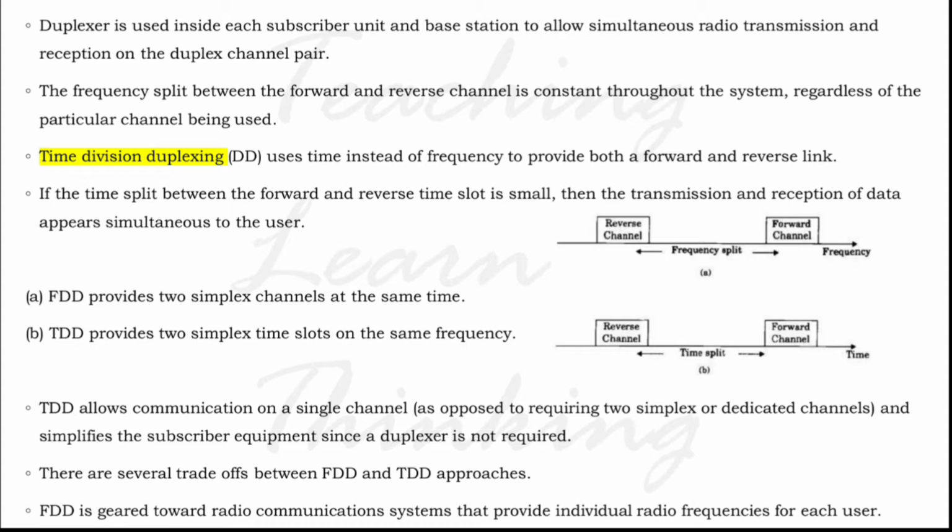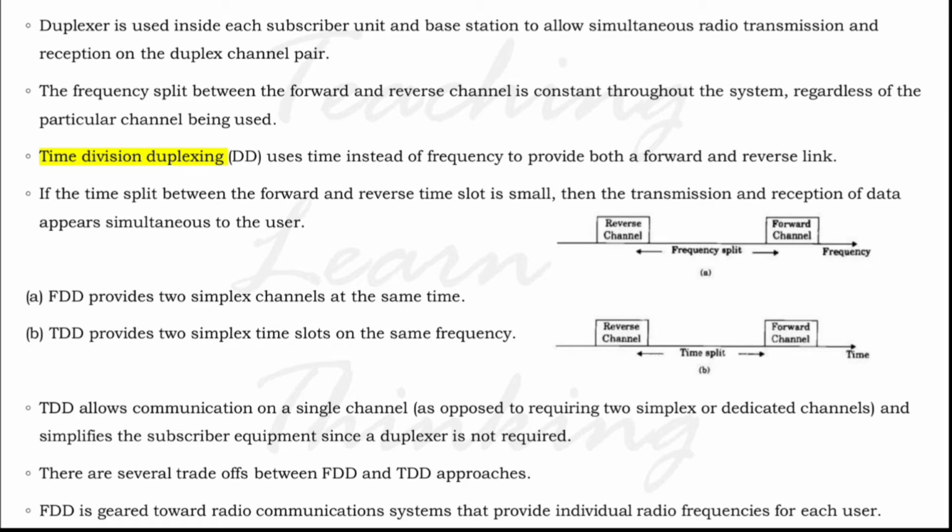Another technique is time division duplexing, TDD, which uses time instead of frequency to provide both a forward and reverse link. The splitting happens in the time domain, and if the time split between the forward and reverse time slots is small, the transmission and reception of data appear simultaneous to the user. You can draw this picture when asked about the duplexing techniques, TDD and FDD.